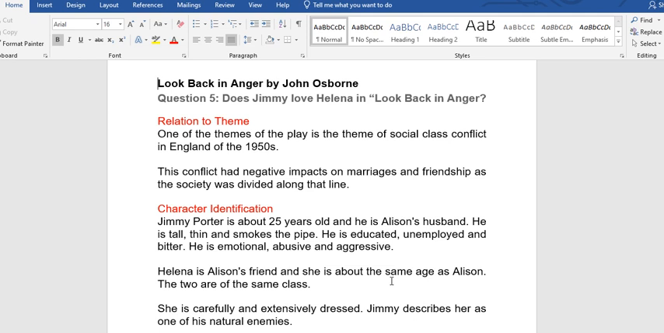The first question says, does Jimmy love Elena in Look Back in Anger? As usual, the first thing to do is to relate the question to the theme of the play. One of the themes of the play is the theme of social class conflict in England of the 1950s. This conflict had a negative impact on marriages and friendship, as the society was divided along that line.